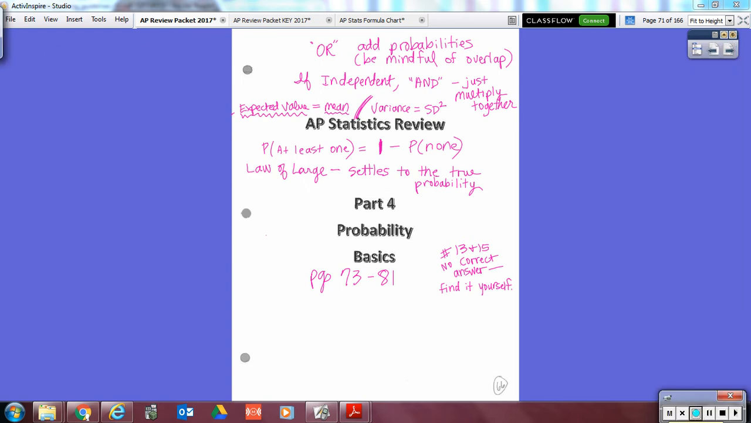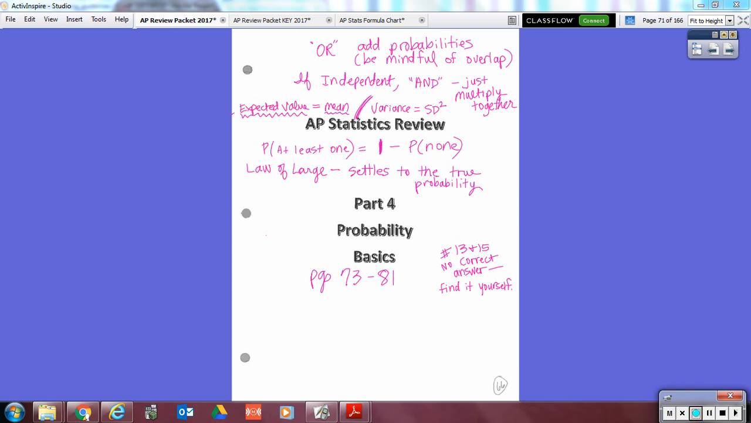All right. So in our new packet, our next section is part 4, which is probability basics. I think these are fine. These are not too much of a killer. It's part 5 that I might even start tomorrow, because I just think we need to have lots of time on that one.